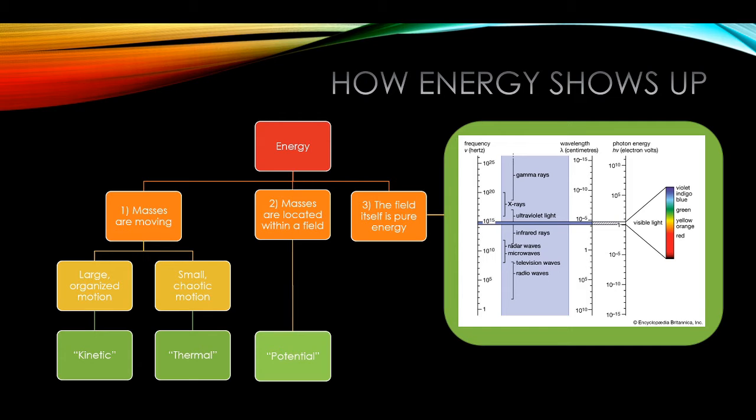So, just to summarize here, stuff is moving, stuff is located within a field, or the field itself are 3 different ways to store energy. And our names for these tend to be kinetic, thermal, potential, and radiation. A couple different kinds here. All right, well, so that's kind of like the ways to think about it. Let's keep going here. We'll come back to that soon too.